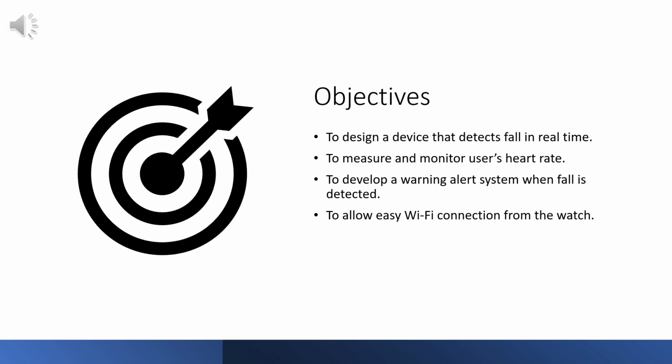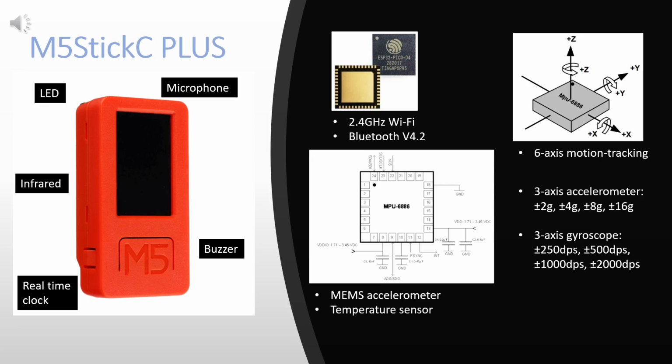The objectives of this project are to design a device that detects falls in real time, measure and monitor a user's heart rate, develop a warning alert system when a fall is detected, as well as allow an easy Wi-Fi connection from the watch. The M5 Stick C Plus is a portable open-source IoT development board. It is powered by an ESP32 Pico D4 chip with additional features such as Wi-Fi, Bluetooth, infrared, real-time clock, microphone, red LED, temperature sensor, 6-axis inertial measurement unit, 3 buttons, a buzzer, and a power management unit.